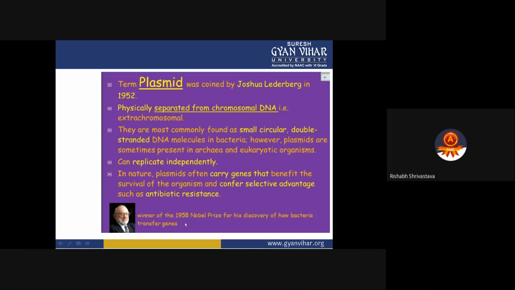Mr. Lederberg is on the left-hand side, bottom. He was the winner of the 1958 Nobel Prize for his discovery of how bacteria transfer genes.